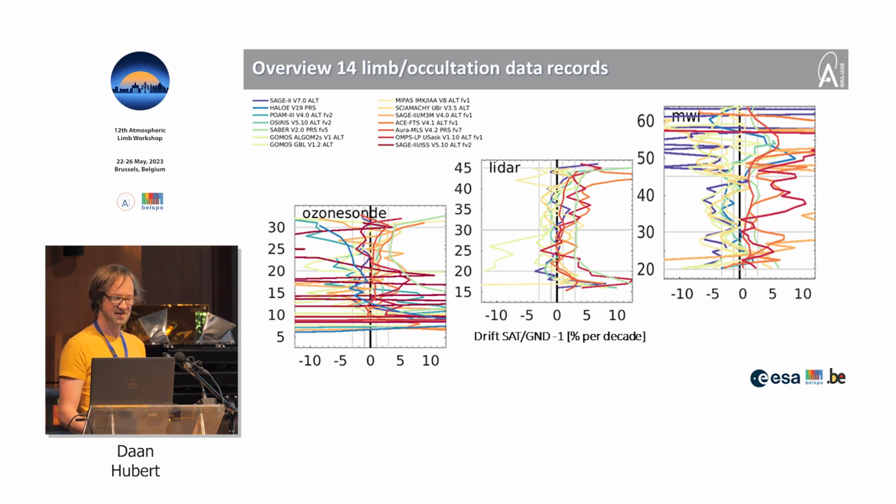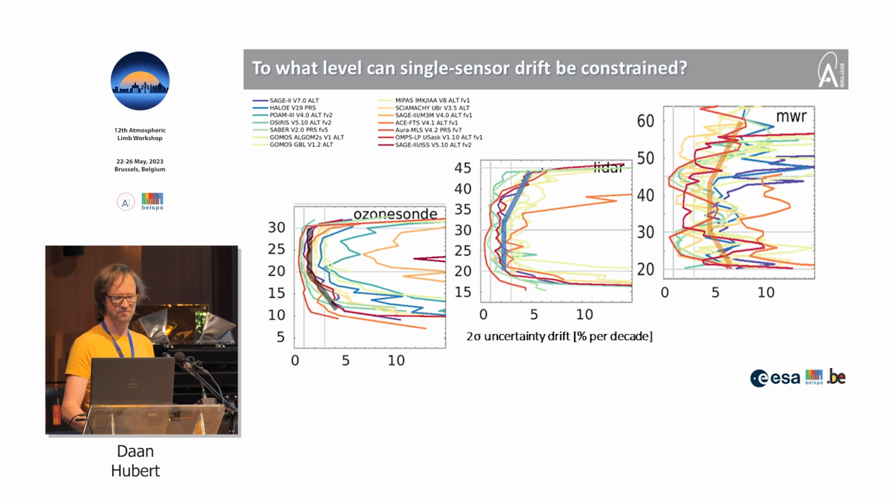So now, is this then enough, this method to use ground-based data to quantify drift of these instruments? Is this enough for our trend assessments? So let me first show the uncertainty of the drift estimate. So this is a 2 sigma uncertainty for drift estimate.